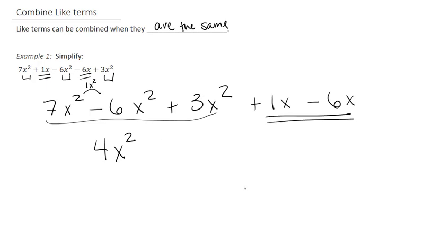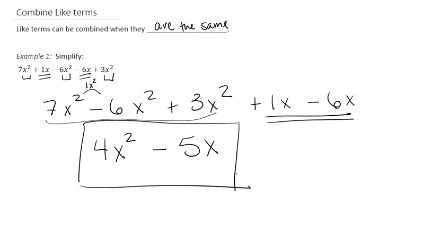Now we need to deal with this one. So we have 1x minus 6x. So that is equal to negative 5x. Or we can just say minus 5x, as it's the same as saying plus minus 5x. So we'll just leave it like this, and this would be our solution.